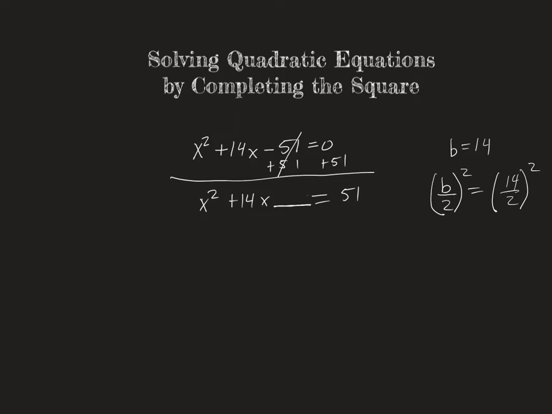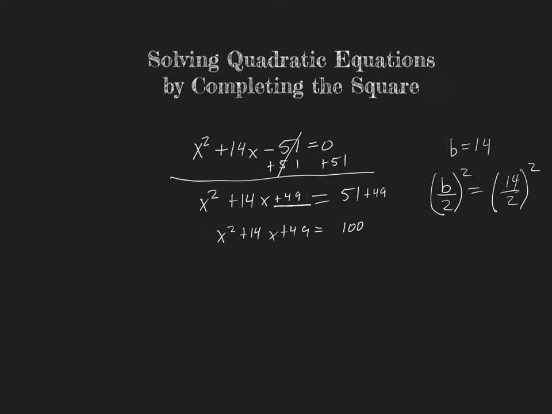That's going to be 49. When you add 49 to one side, you need to add it to the other side. Now that we have this, we're going to simplify the right side. That's going to give you 100.